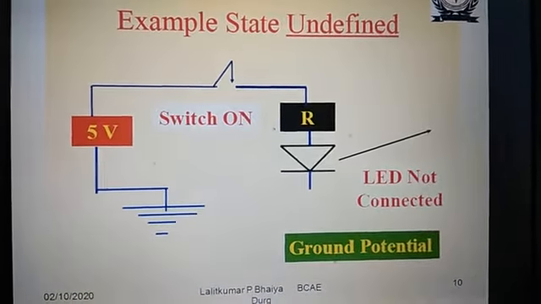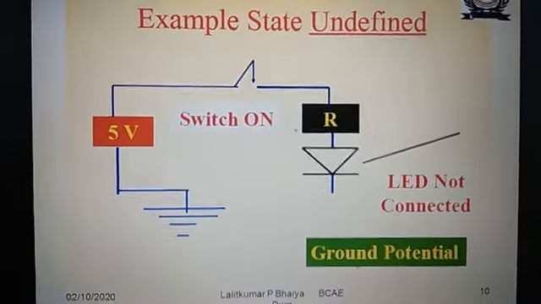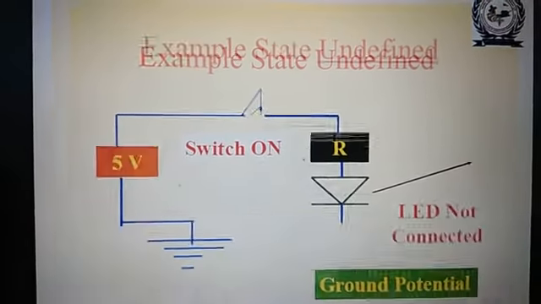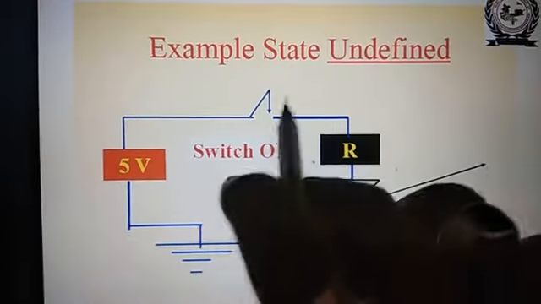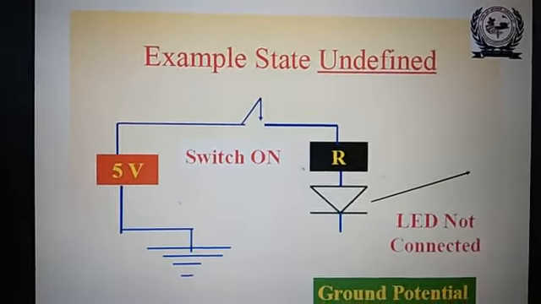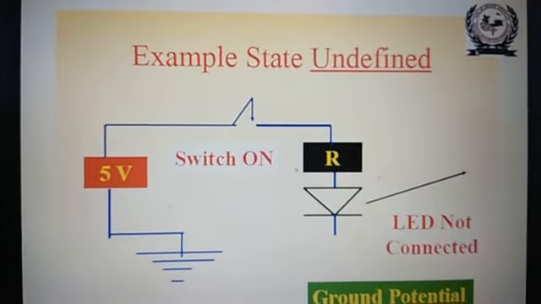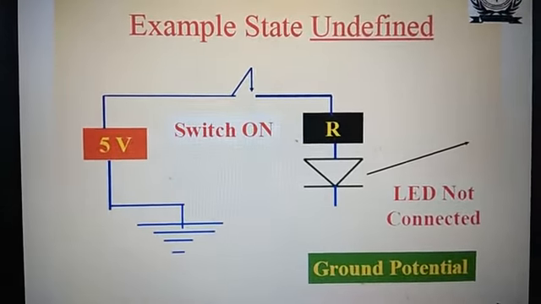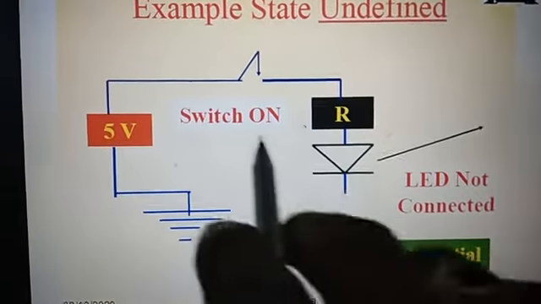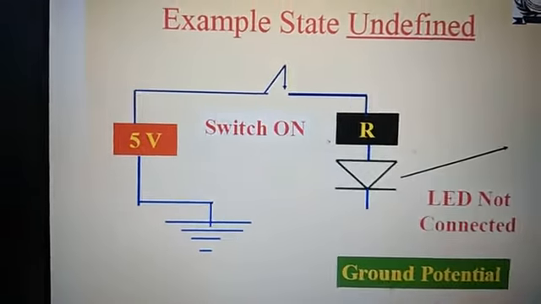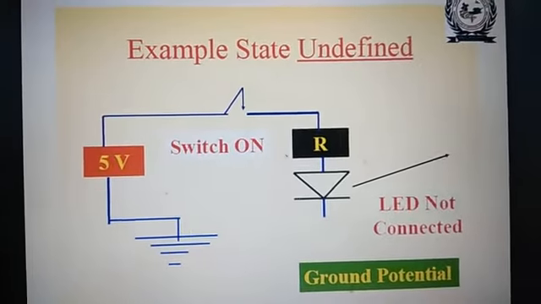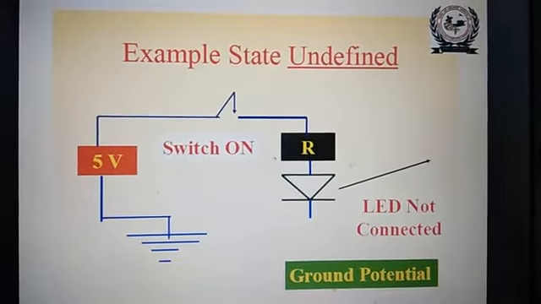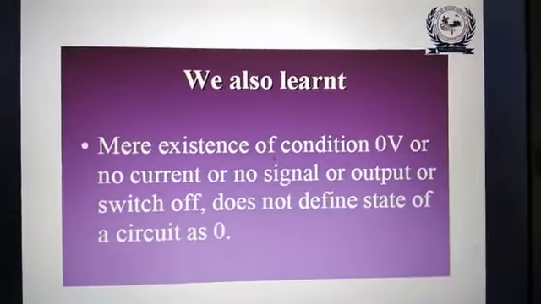Another undefined is this one. In the first case we have not applied the battery here. But in the second case we apply the battery but close the switch. Even then this LED is not connected. By mistake it is written here switch on, it is closed. This is another state which is undefined. So this neither defines the 0 nor defines the 1.